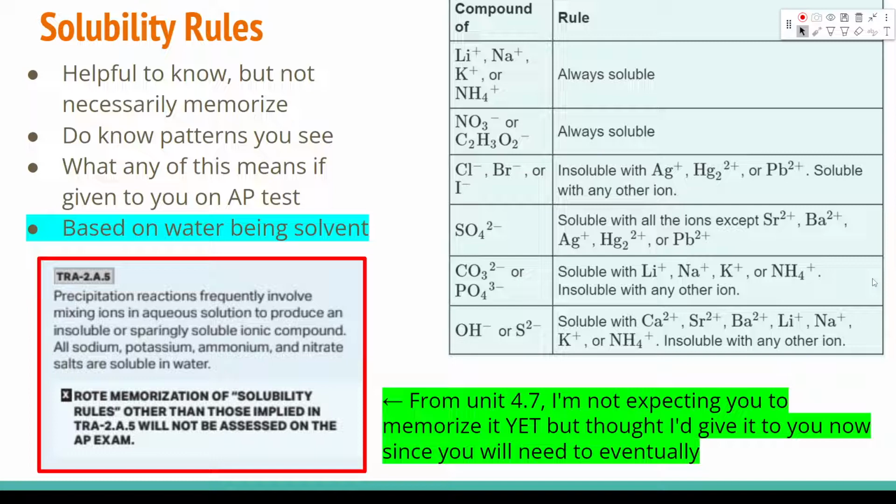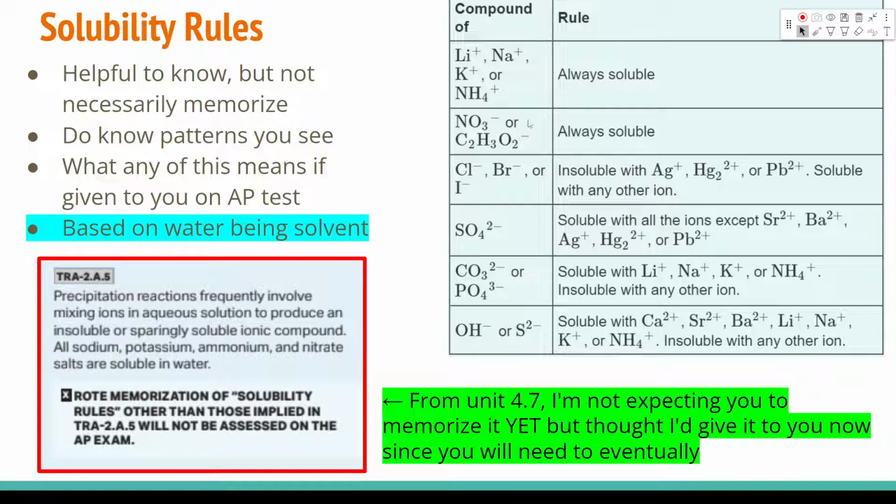Alrighty, so these are solubility rules you need to be able to use, not memorize. They can be helpful to know if you want to, but you don't have to. There are some patterns to it if you did want to memorize it, but again, you don't have to. There is something you will need to memorize from 4.7, as I state right here, but I'm not expecting you to memorize it yet. I'm going to give it to you anyway in case you do want to memorize it, because this is the one rule right here that I'm pointing at that you do need to know. But otherwise, we'll talk about them more later.